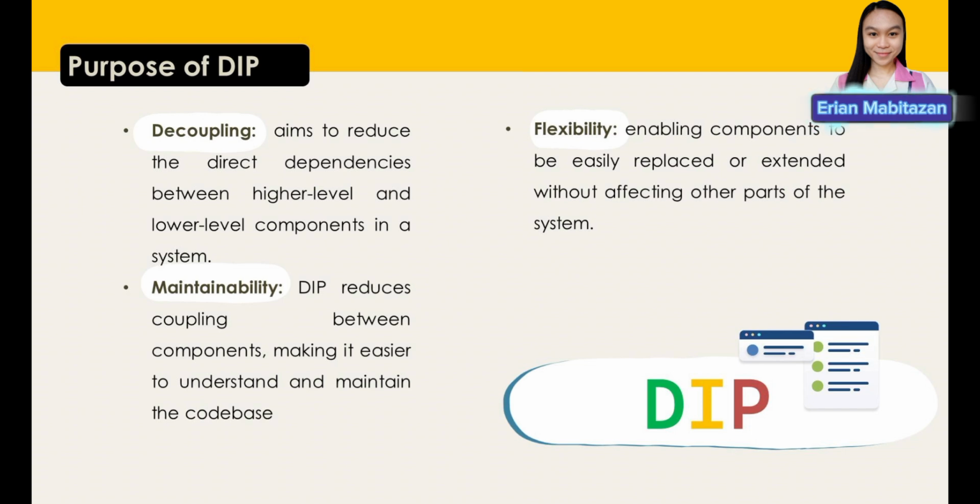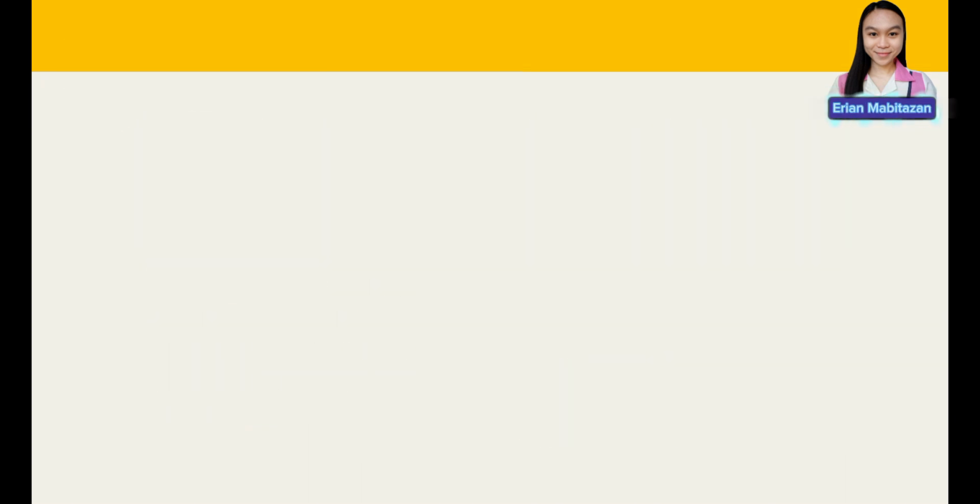Then lastly is flexibility. DIP promotes flexibility by enabling components to be easily replaced or extended without affecting other parts of the system. By depending on abstractions rather than concrete implementations, it becomes possible to swap out one implementation for another without requiring changes to higher-level components.